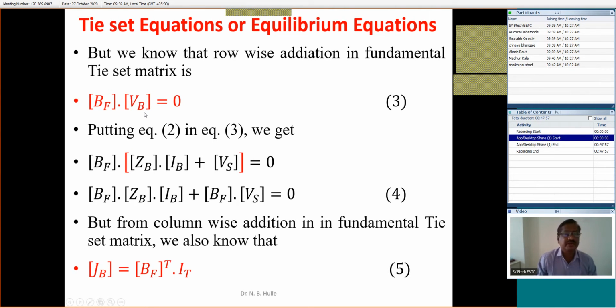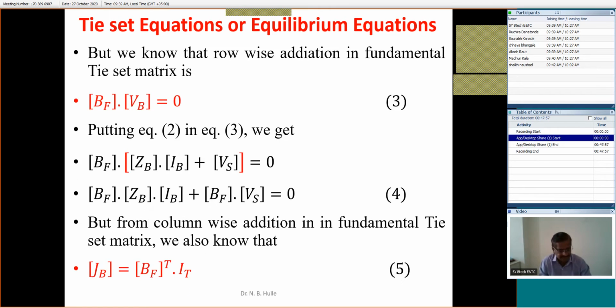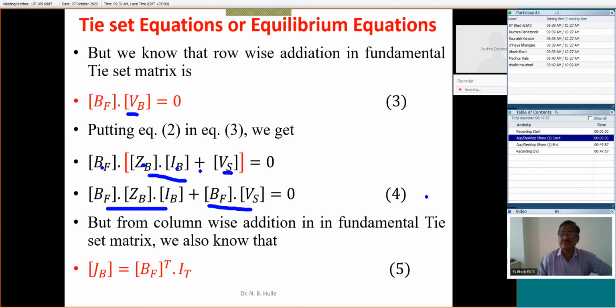I will go back. Look at this value. In place of VB, we are putting its value as ZB IB plus VS. We are substituting this value. Then there is simple multiplication. This is BF into ZB into IB, which is here. Then plus BF into VS, this term is here, which is equal to 0. That is equation number 4.